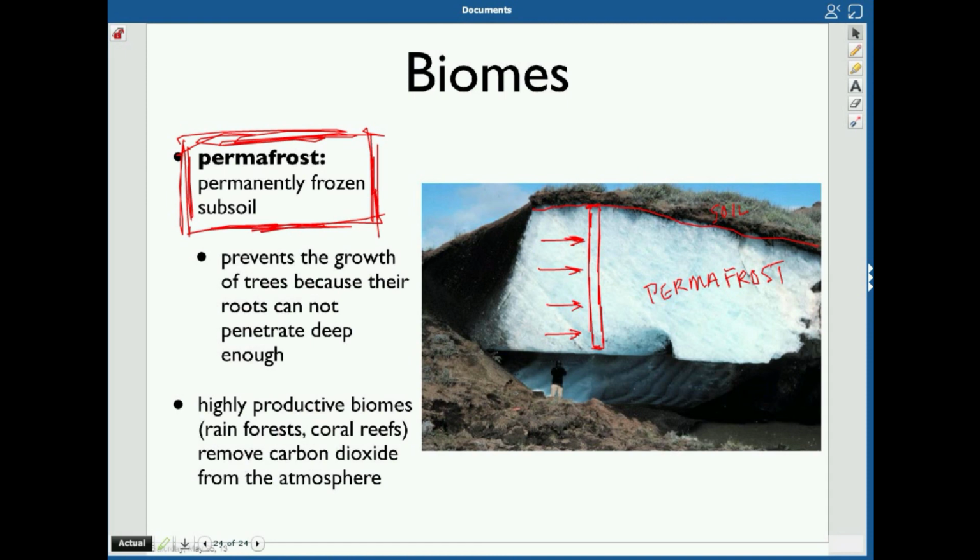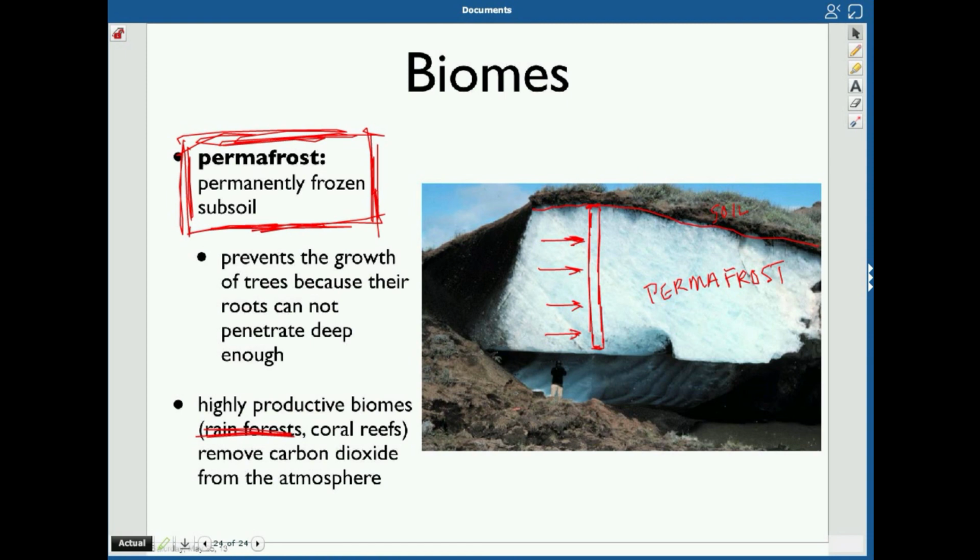And then really productive biomes like rainforests and coral reefs can actually remove carbon dioxide from the atmosphere, so they can be considered a carbon sink. They can take carbon dioxide out of the atmosphere, so it's not so much. The problem is we produce more carbon dioxide than these ecosystems can remove. And so that's why the carbon dioxide level in the atmosphere keeps increasing, in addition to the fact that when you remove a rainforest, then it's no longer removing carbon dioxide from the atmosphere. And so the carbon dioxide that would have been lowered by having that forest is going to be that much higher.